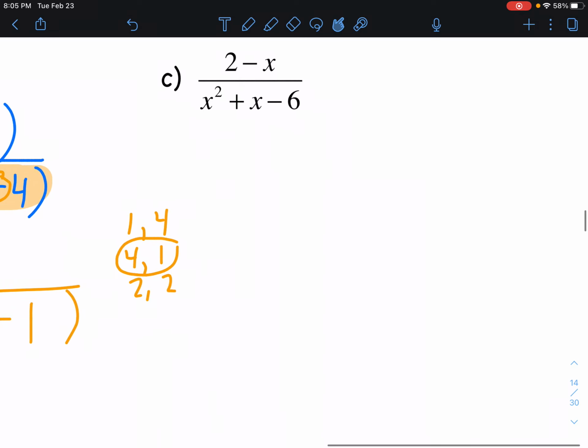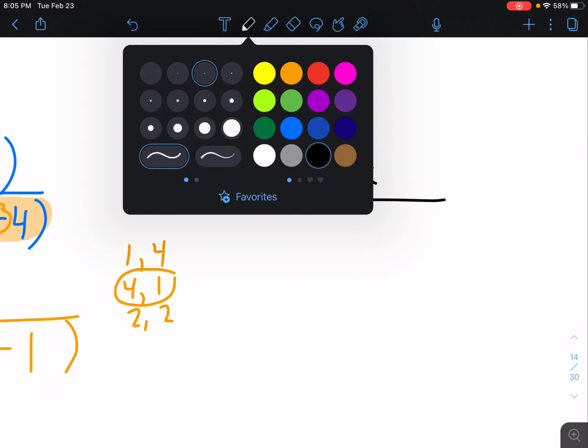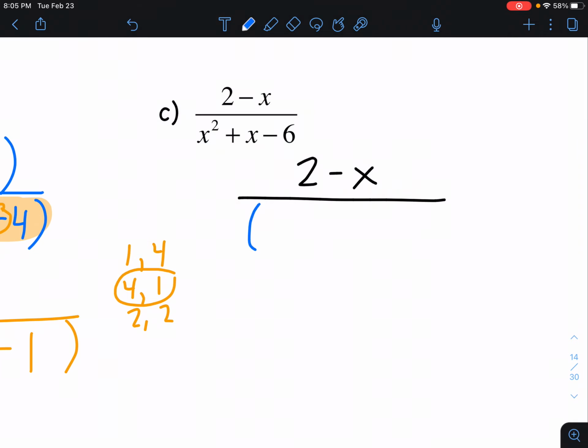And last one. This is going to get pretty tricky here. Now, the numerator cannot be factored at all. There's no GCF there. There's no other ways of factoring there. The denominator, however, is an easy trinomial. So let's factor the denominator.